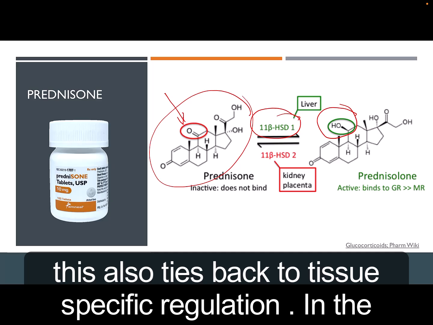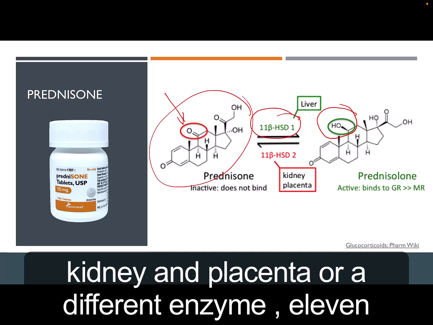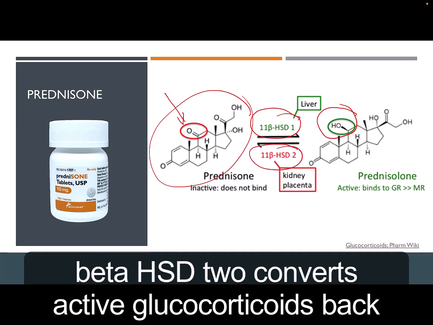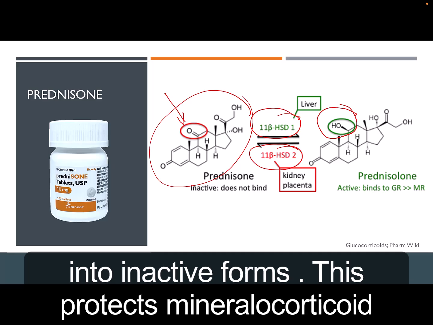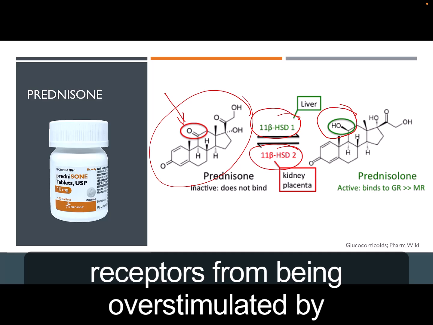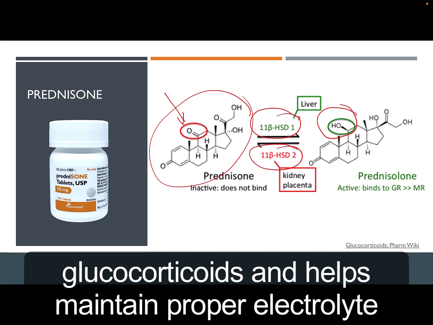Importantly, this also ties back to tissue-specific regulation. In the kidney and placenta, a different enzyme, 11-beta HSD2, converts active glucocorticoids back into inactive forms. This protects mineralocorticoid receptors from being overstimulated by glucocorticoids and helps maintain proper electrolyte balance.